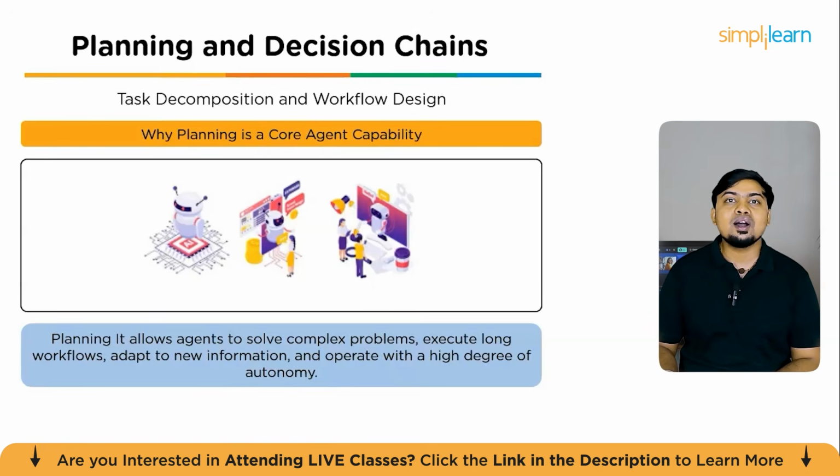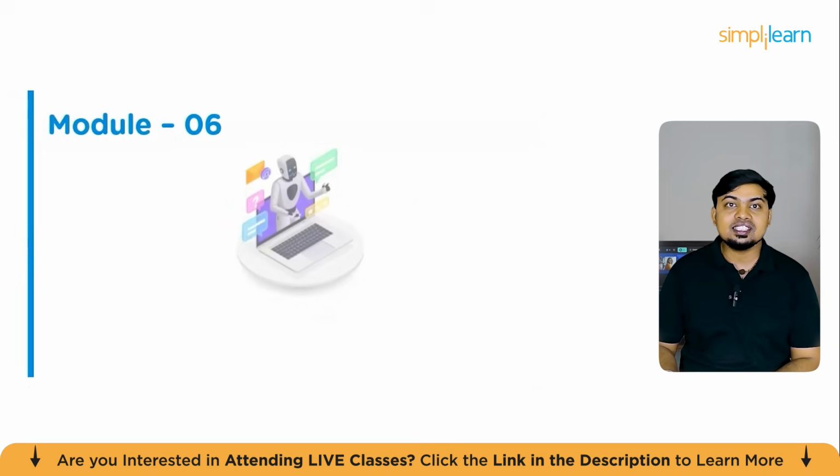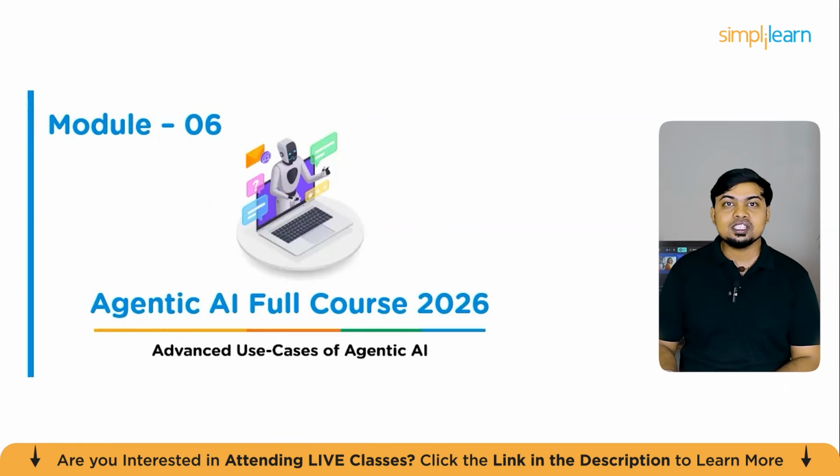Now that you understand how AI agents plan and make decisions using structured reasoning chains, we are ready to move into the next stage. In the next chapter, we will explore advanced agentic AI use cases and real world automation scenarios, and that's where you'll start seeing the true power of agentic AI systems.